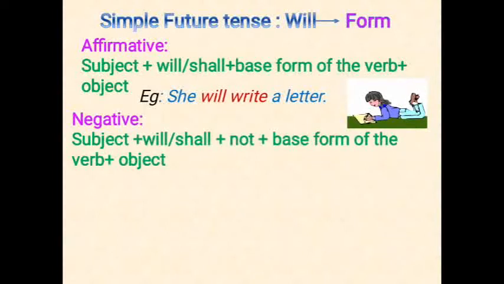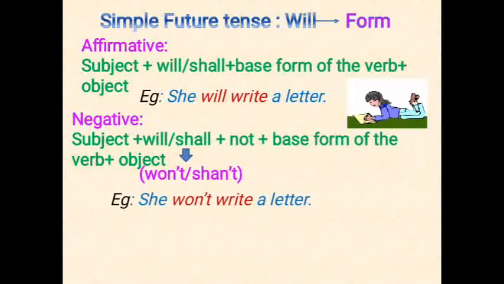Negative sentence: subject plus will or shall plus not plus base form of the verb plus object. So, the word not is used before the base form of the verb. Will not or shall not can in short be written as won't or shan't. For example, she won't write a letter. So, won't write is the verb form for simple future negative sentence.